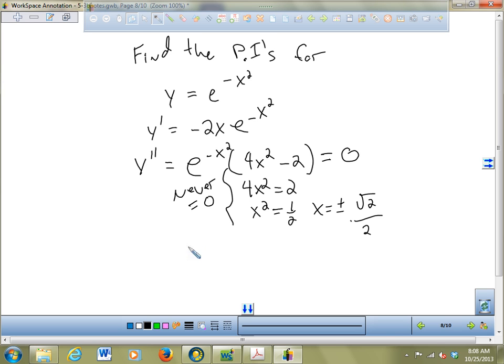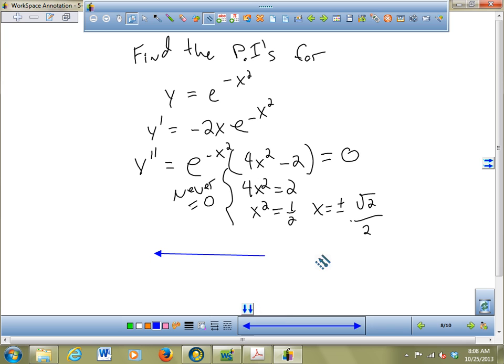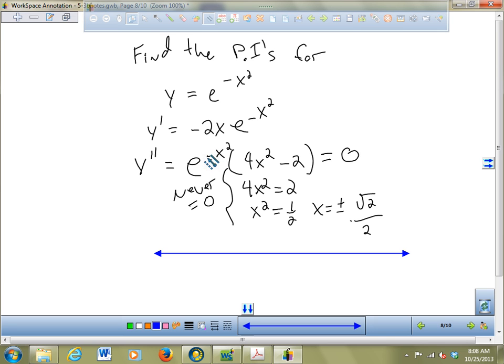Then what you do is you draw your number line. Let's put arrows on the end because it goes on. And so this thing you don't ever have to worry about because it's always positive. You guys understand why that's always positive? Even if I raise it to a negative power, it's still going to be a positive number, a small positive number.